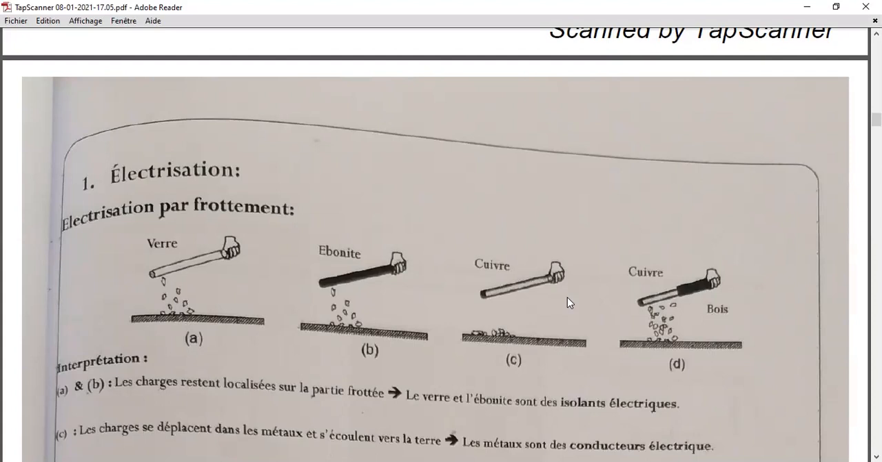So now they did an experiment, and this experiment was électrisation par frottement. Frottement is rubbing. First of all, they got a verre. Verre in English is glass, a glass rod.